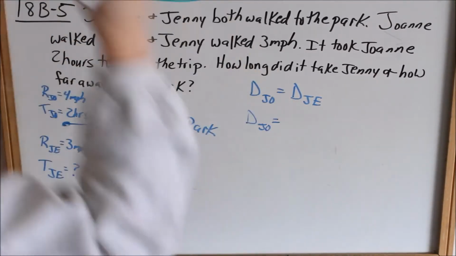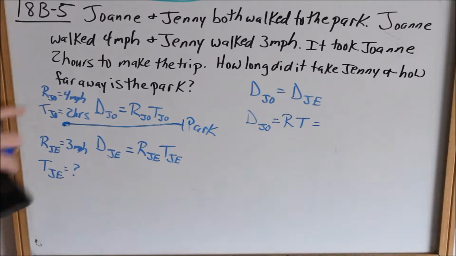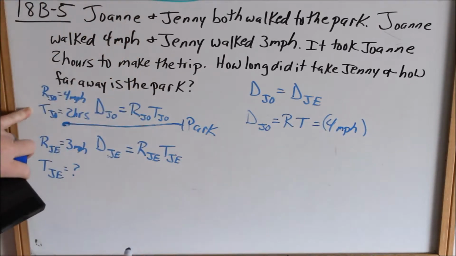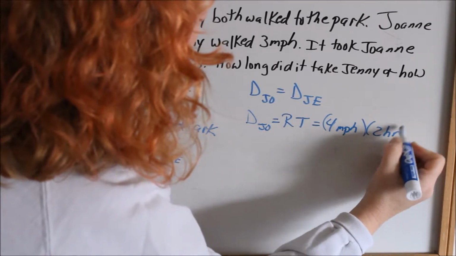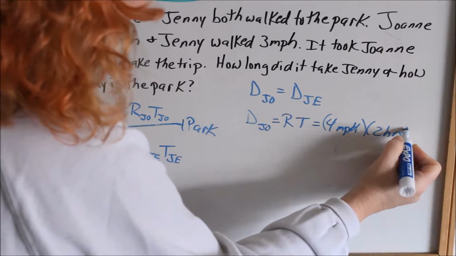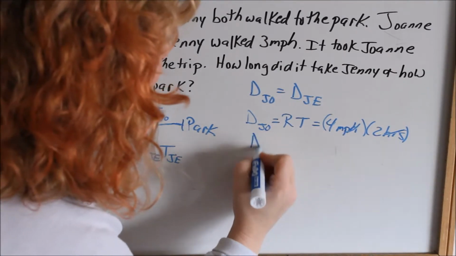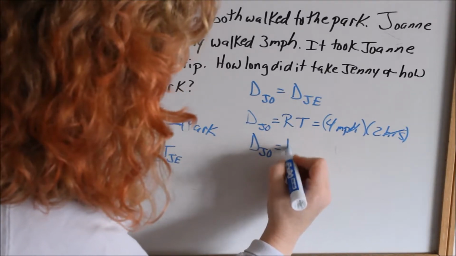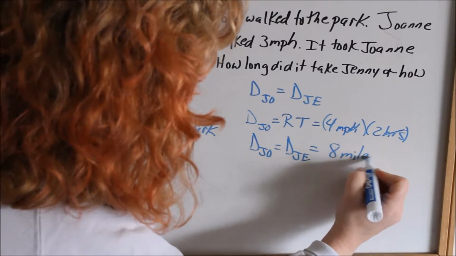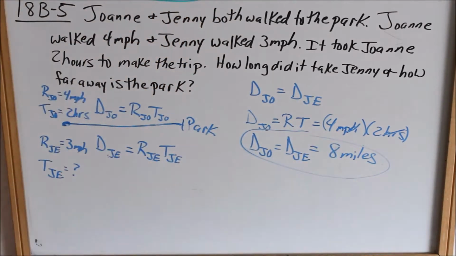The distance of Joanne equals the rate times time of Joanne. And Joanne's rate is 4 miles an hour times her time, 2 hours. Remember, when you have miles per hour, that hour is in the denominator. So that hour and that hour cancels to where we're only left with miles. So 4 times 2 is 8. So the distance of Joanne, which is the same as the distance of Jenny, the distance to the park is 8 miles. We got that from 4 times 2, and then we only have miles left as our unit, okay?